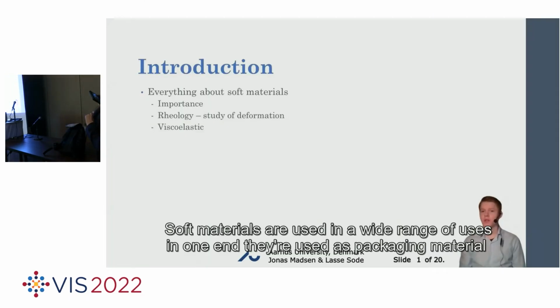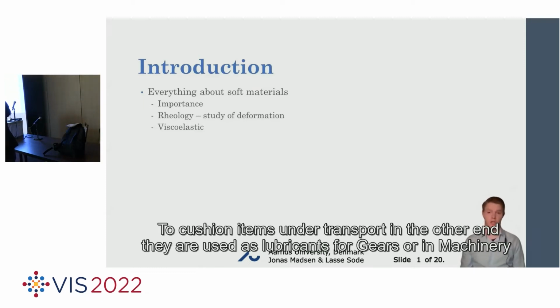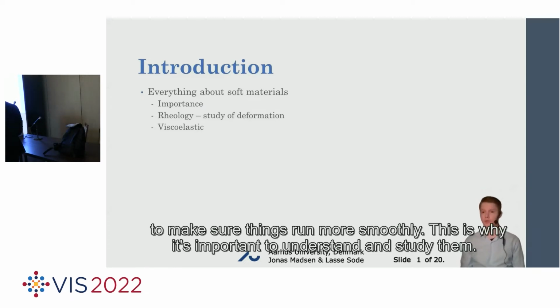Soft materials are used in a wide range of applications. On one end, they're used as packaging material to cushion items under transport. On the other end, they're used as lubricants for gears or in machinery to make sure things run more smoothly. This is why it's important to understand and study them.